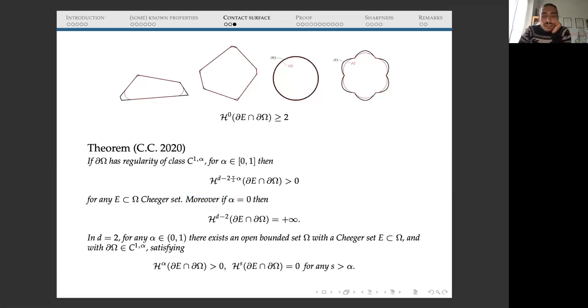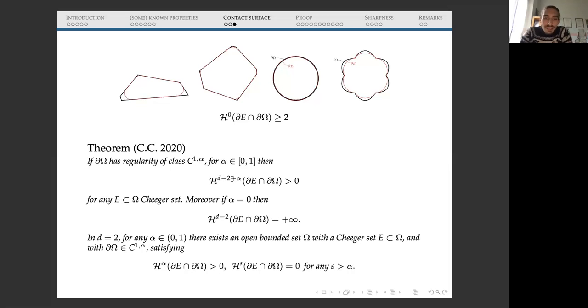And okay, in particular, if alpha is 1, so for a domain omega with boundary regularity of class C^{1,1}, it means that the boundary of E intersected with the boundary of omega has dimension d minus 1. So one answer to the previous question is that H^{d-1} of the contact surface is positive if the domain has boundary of class C^{1,1}.